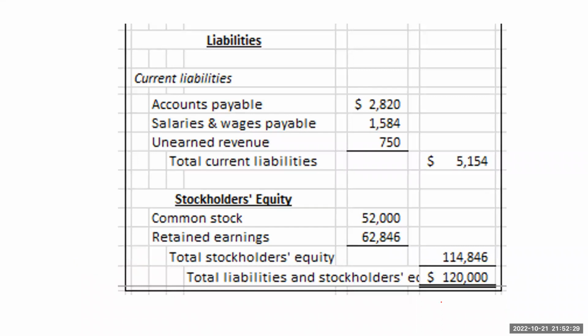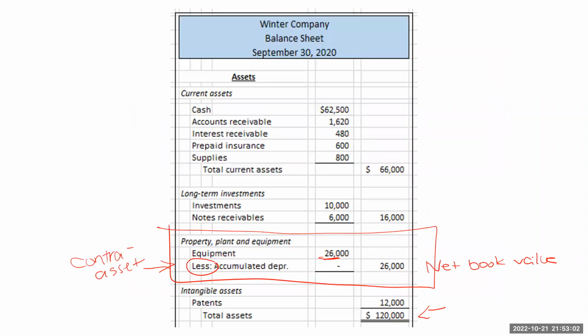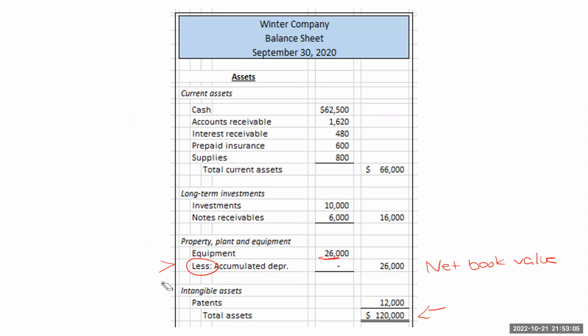Here it is for the same company. Current liabilities, this particular company didn't have any non-current. So if they don't have that category, you don't have to show it. Okay, accounts payable, salaries, and unearned revenue, very common examples of current liabilities. And then stockholders' equity, those same two items that you had in Chapter 2, right? Common stock, retained earnings. And your total assets equals the sum of your liabilities and equity, 120 to 120. There you go. There's your classified balance sheet.